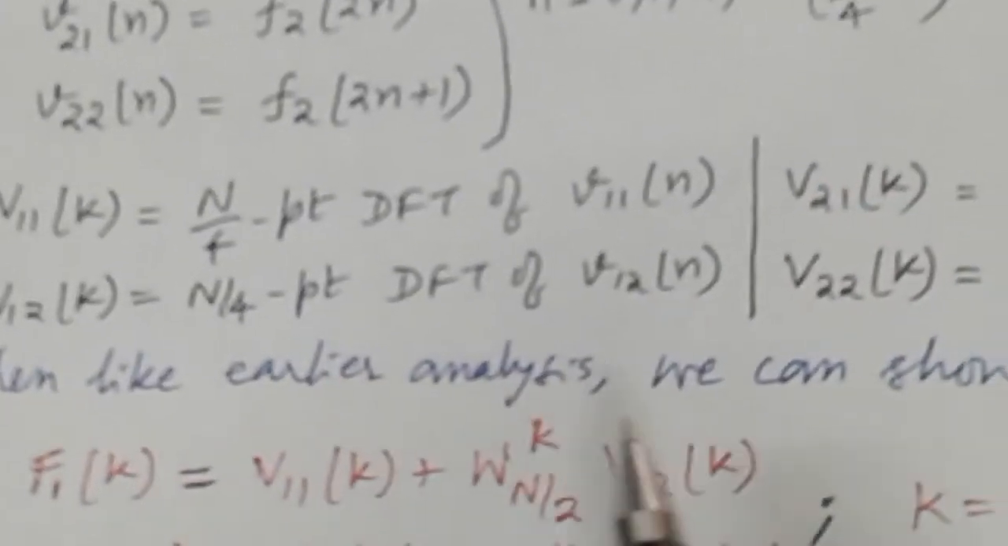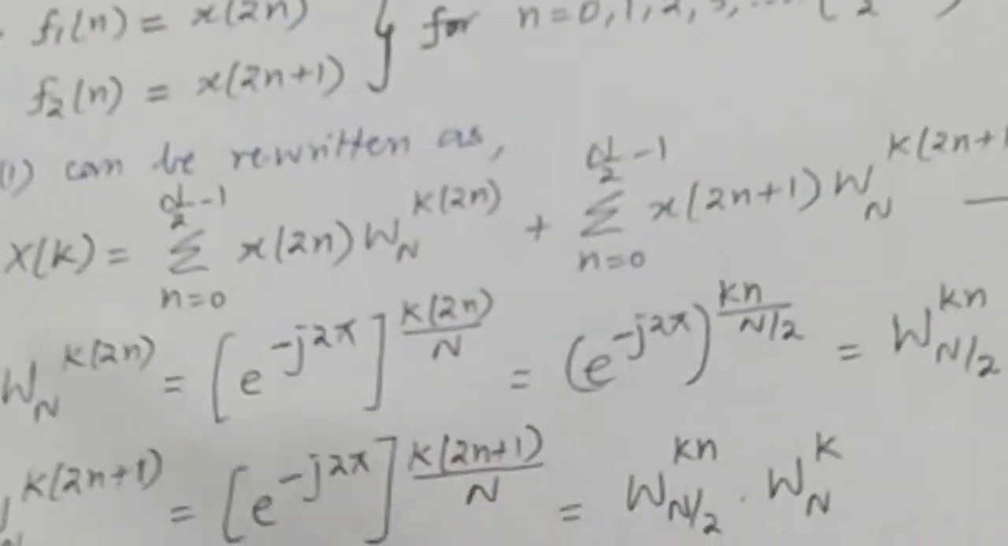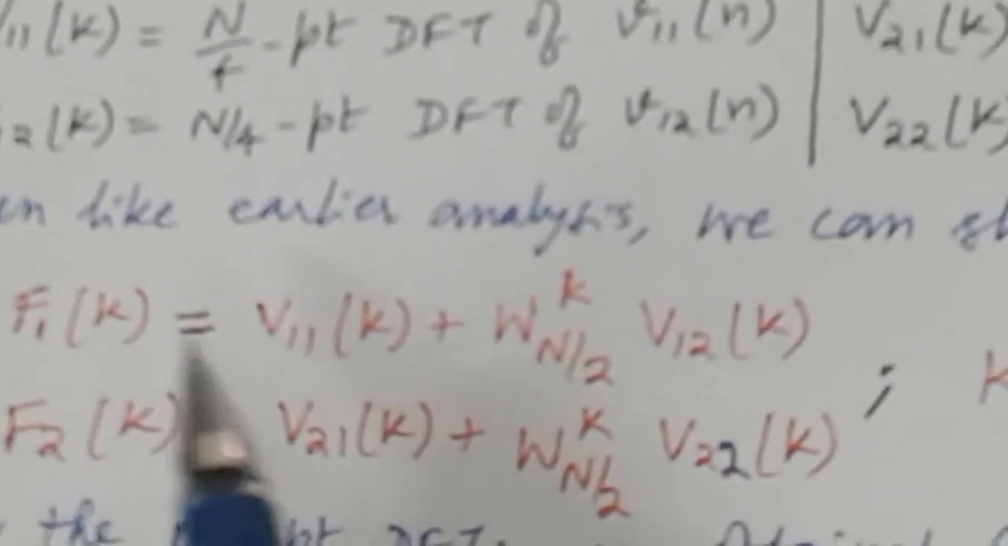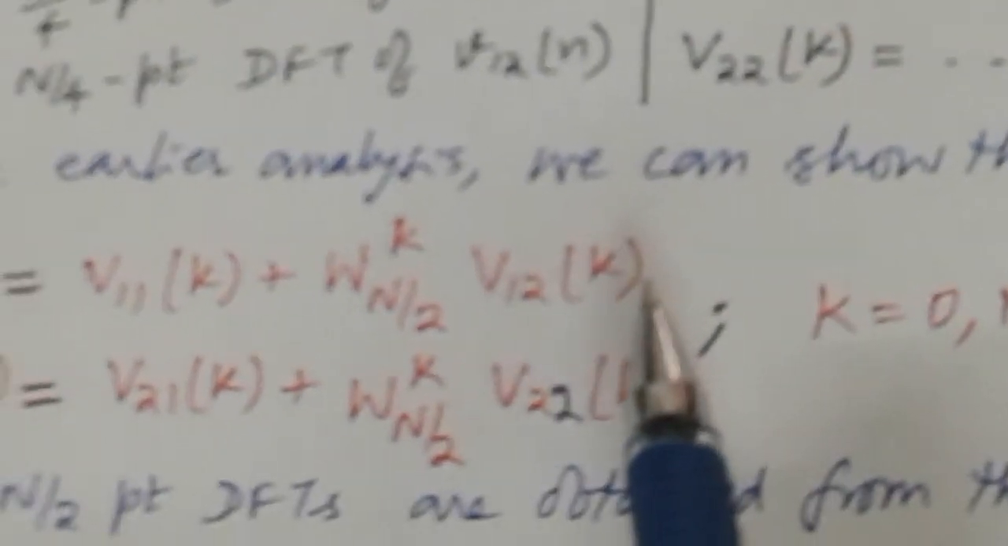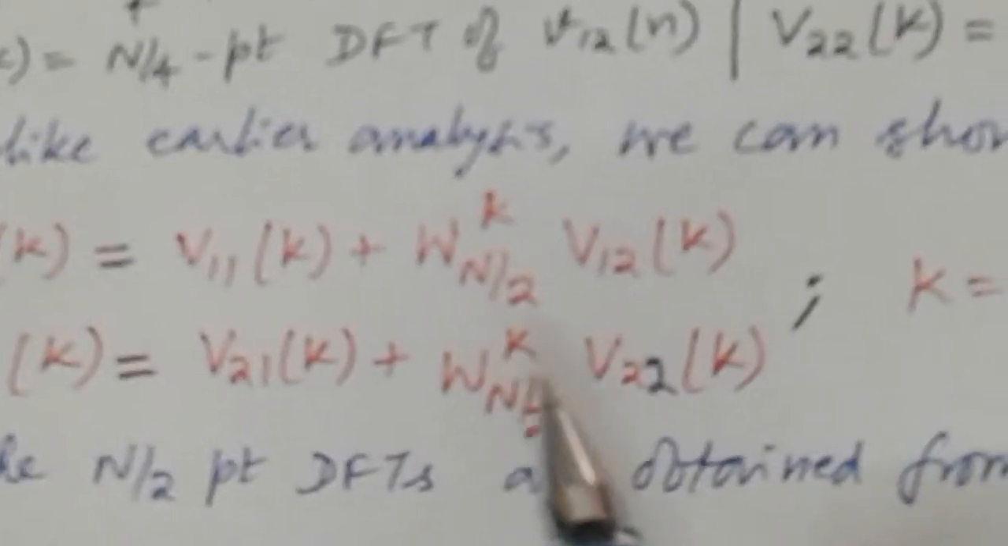Okay. Then, like earlier analysis, what do you mean by earlier analysis? Here we did one analysis, no? This analysis, if you do again, it is simple. Replace 2 by 4 and replace 1 by 2. That's it. We get F1 of k is equal to V11 of k plus W_N by 2 power k V12 of k, and F2 of k is equal to V21 of k plus W_N by 2 power k V22 of k, where k is equal to 0 to N by 2 minus 1.